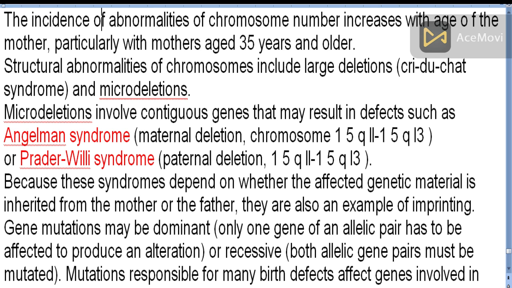Structural abnormalities of chromosomes include large deletions, Cri-du-Chat syndrome, and microdeletions. Microdeletions involve contiguous genes that may result in defects such as Angelman syndrome, maternal deletion, chromosome 15q11-15q13, or Prader-Willi syndrome, paternal deletion, 15q11-15q13. Because these syndromes depend on whether the affected genetic material is inherited from the mother or the father, they are also an example of imprinting.